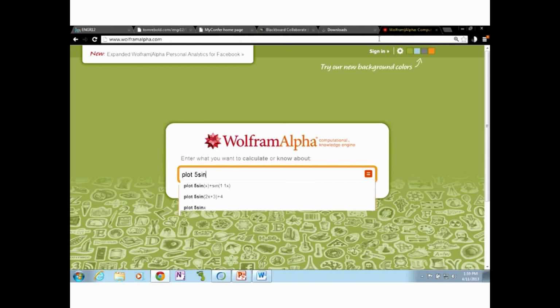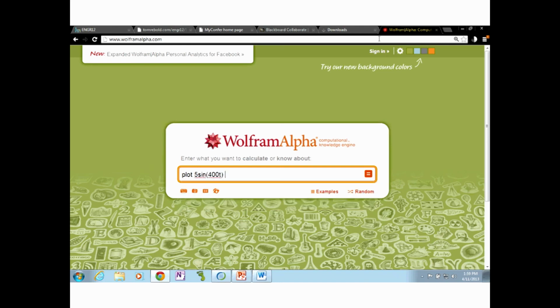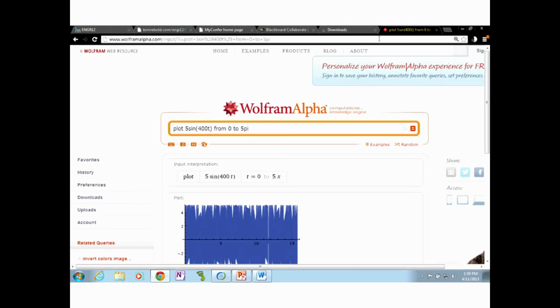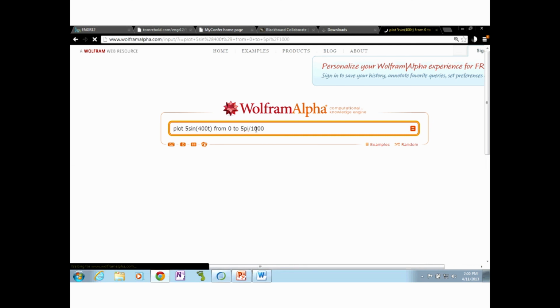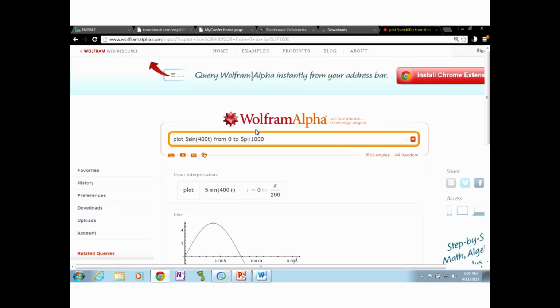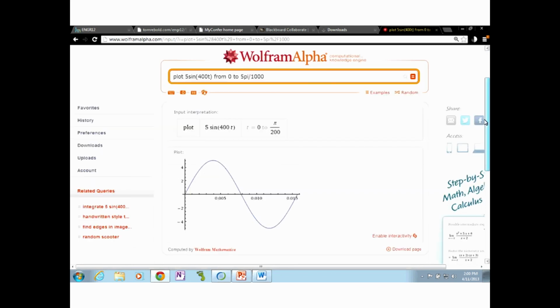Okay. 5 sine of 400 t from 0 to 5 pi. Yeah, that's what I got. That's correct? It's 5 pi milliseconds. So that's actually 5 pi divided by 1,000. It's in milliseconds, sorry. That's why it looks weird. Does it say milliseconds? It does, right there. But I didn't know how to get it to do that on there. I tried just having MS, but I didn't think I could do that. Yeah. Divided by 1,000.